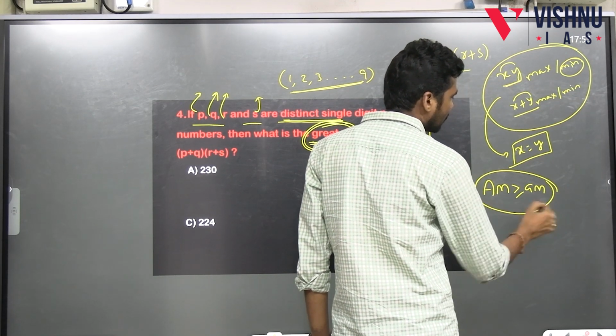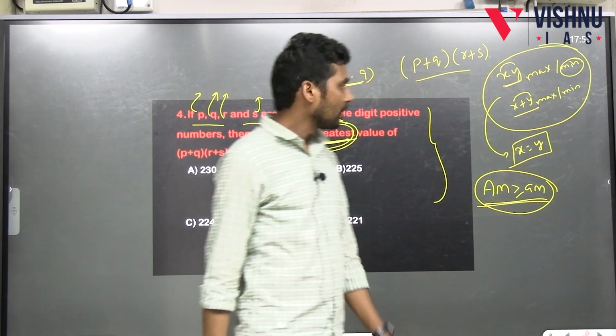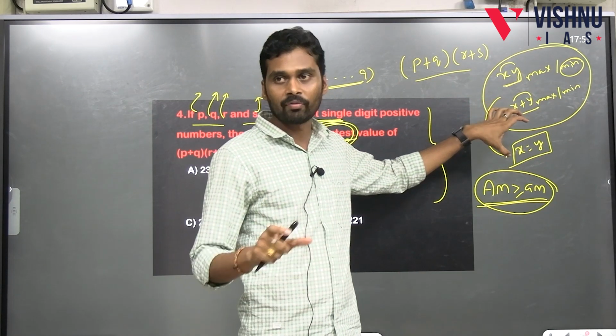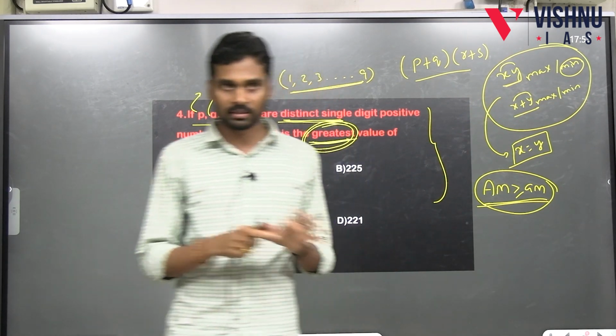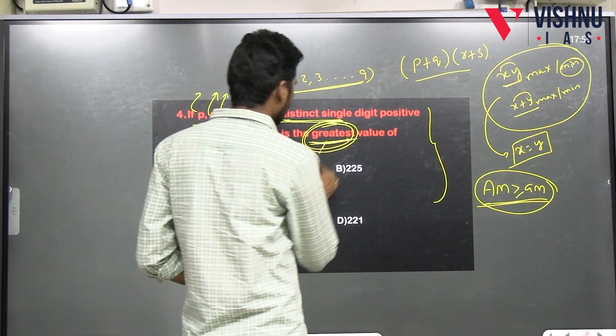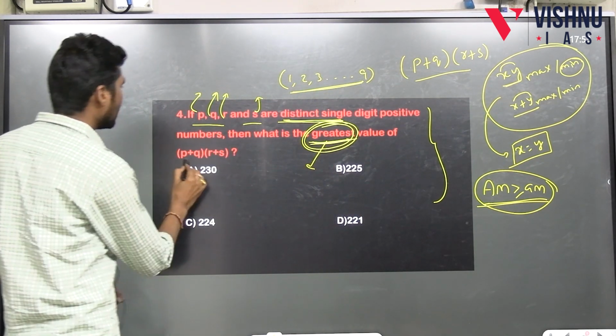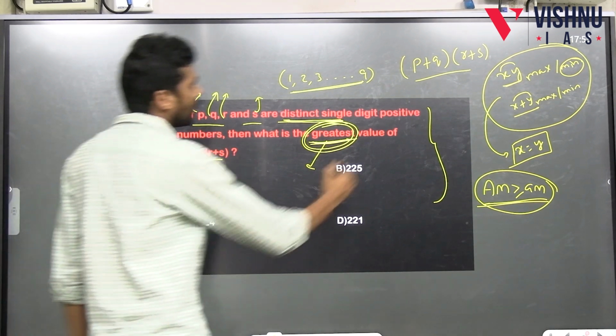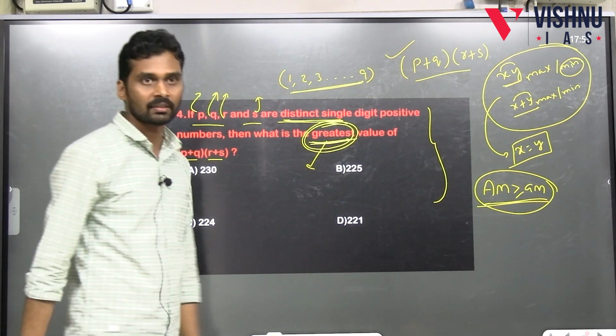When you apply this concept, AM is greater than GM, then we'll get this final proof, like x is equal to y, 2 variables are same, right? So by the way, we can do it directly. So again, P plus Q into R plus S. Here we need to find out what? P plus Q into R plus S.